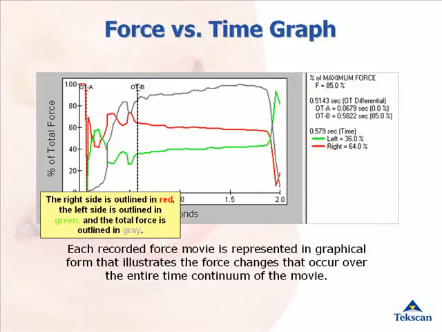Each T-Scan recording gives you a force versus time graph. The gray line represents the maximum force percentage. The black vertical line shows you where you are in time for that recording. The red line represents the percentage total force on the right side, and the green line represents the percentage of total force on the left side of the arch. The OTA and OTB lines allow for time calculation, measuring the time between 2 points. How long did it take for this patient to occlude?